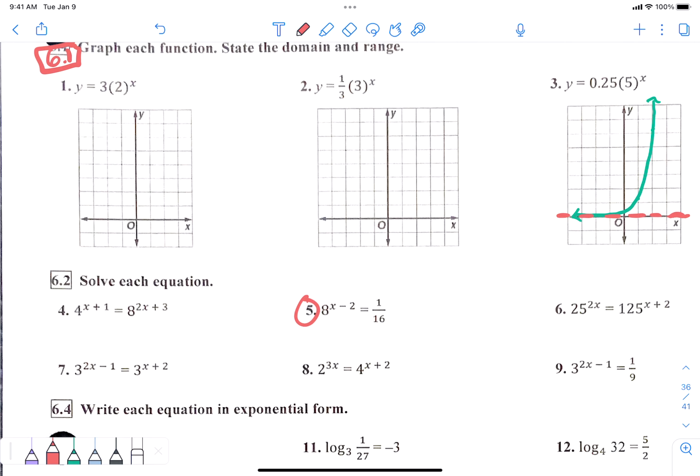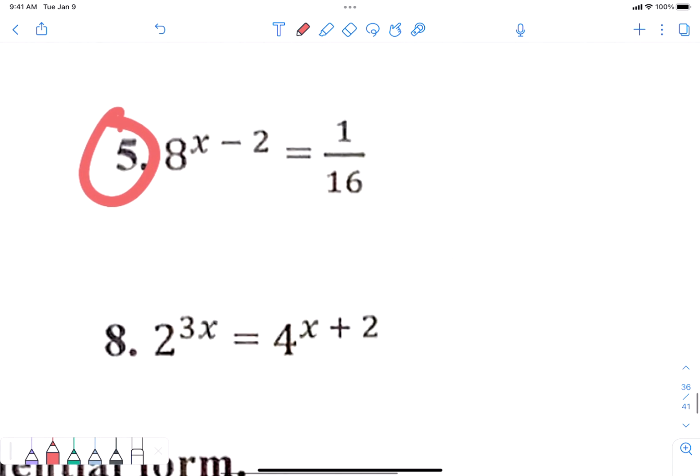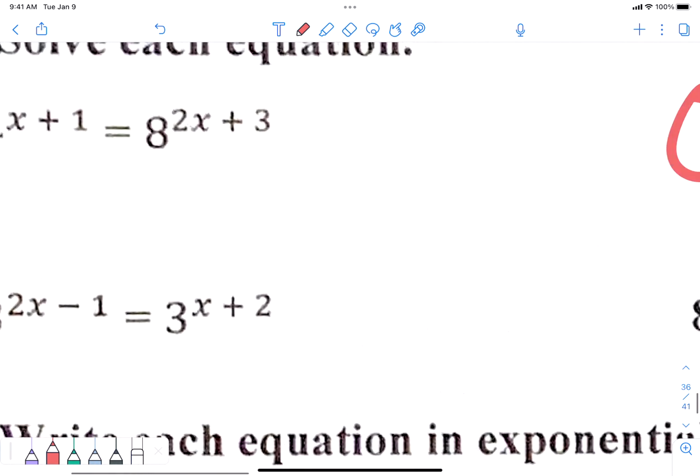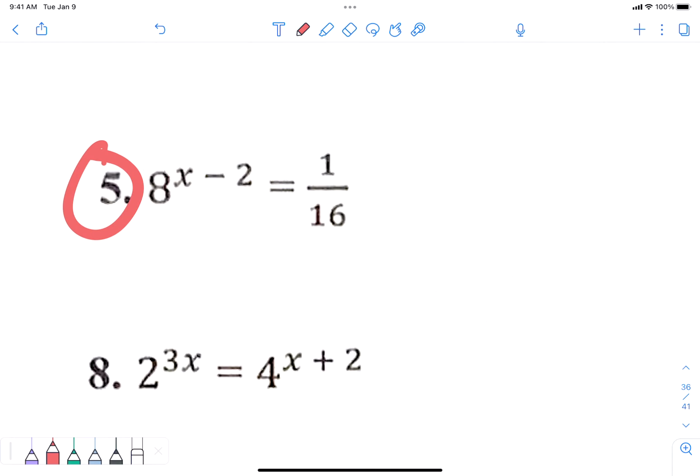Okay, let's do 5 together in the next section, and then I'll let you go for this one. No, 5 is harder than 4. Now my deal is 8 and 1/16. I want to try to get those to be the same number. Later on in the chapter, we start to do things that you can't get to be the same number. So if I am not able to get 8 and 1/16 to be the same base, what is your strategy?